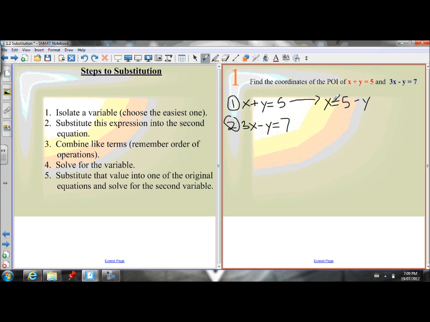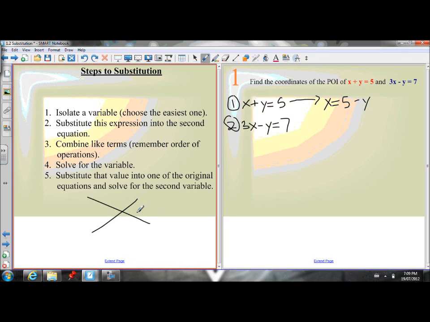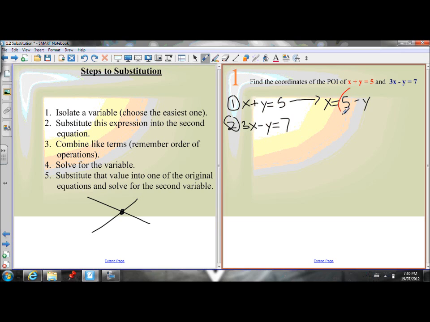Okay, so now we've isolated a variable in one of the equations. We've isolated the x. Remember, I'm trying to figure out where these two lines have the exact same values. So if I've determined that x equals 5 minus y in this equation, I then have to determine what value of y keeps this true when 5 minus y is subbed in for x in the second equation. So what I'm going to do is substitute this expression, this 5 minus y, into the second equation for x.